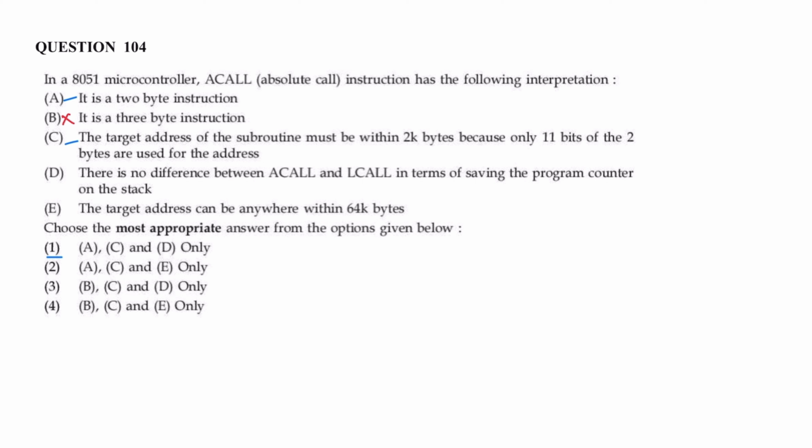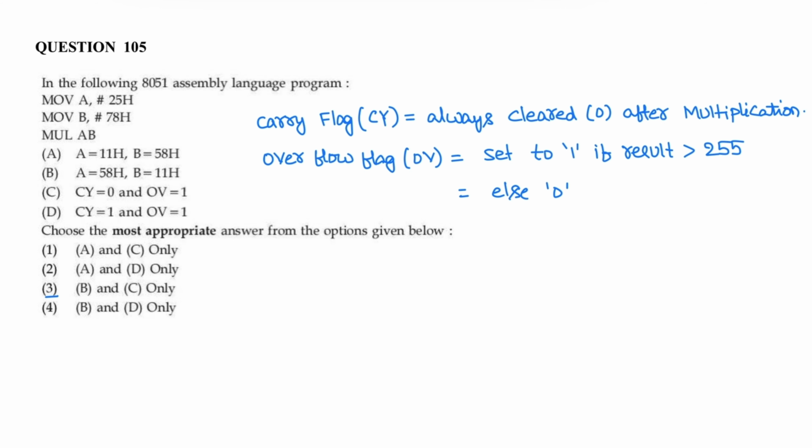Statement D. There is no difference between ACAL and LCAL in terms of saving the program counter on the stack. Statement D is correct. Statement E. The target address can be anywhere within 64 KB. It is not 64 KB. The target address can be anywhere within 2 KB. Statement E is incorrect. Therefore, correct answer is option 1, that is A, C, D statements are correct.